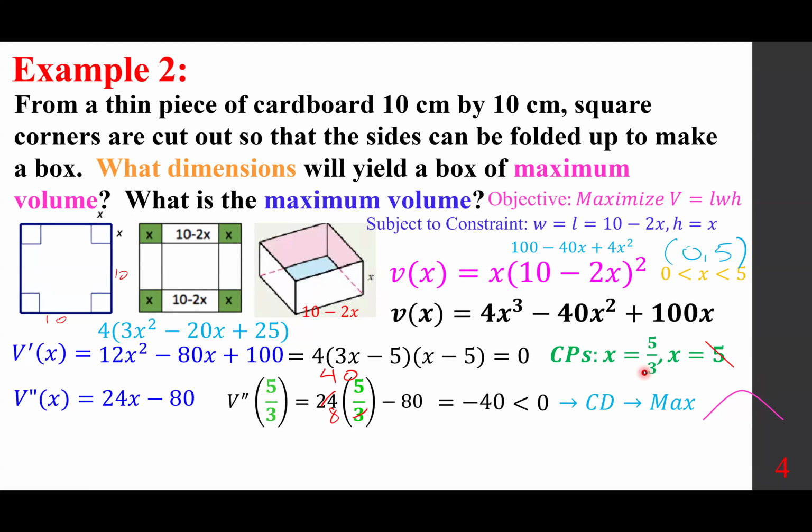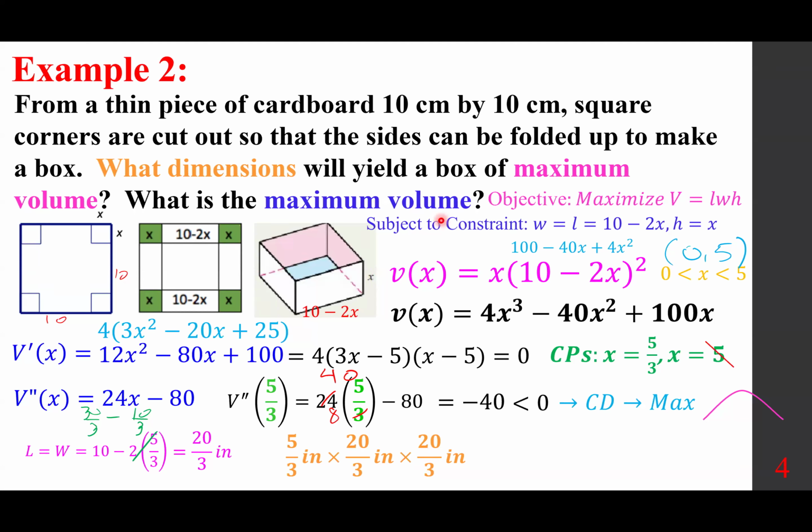We put that into width equals length equals 10 minus 2x. This is 10/3. So we write this one as 30/3. Their difference is 20/3. And there you have it. The dimensions are 5/3 by 20/3 by 20/3.